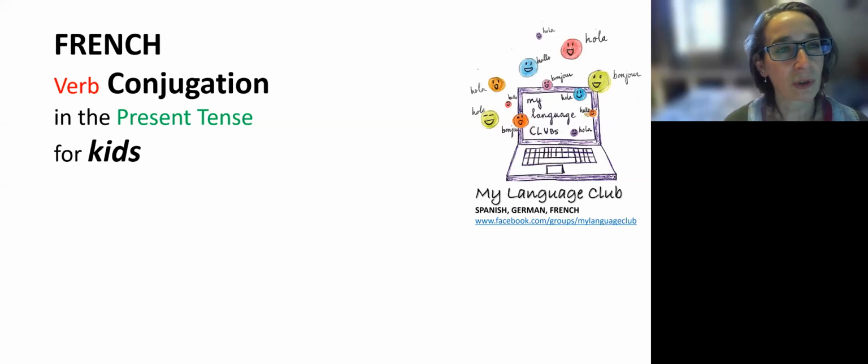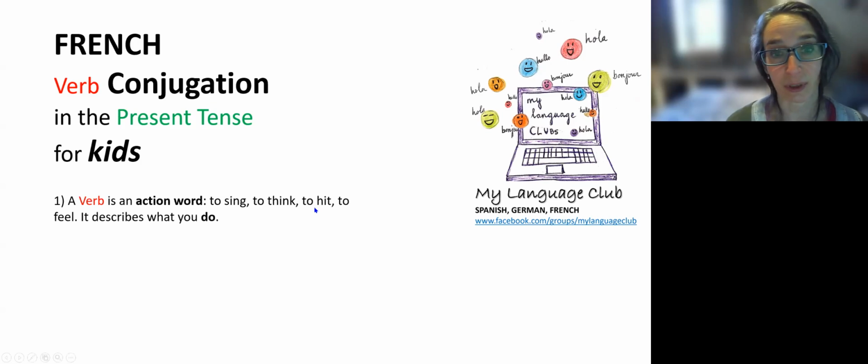Today I'm going to tell you about French verb conjugation in the present tense. First of all, what is a verb? Well, a verb is an action word. Most of you know that. And it describes what somebody does.